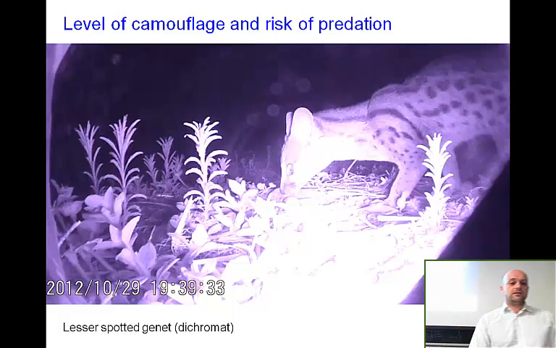So what we've done is we've got a number of clips here. This is the lesser spotted genet chomping on a nightjar nest. We've set up traps at each one of these different nests, both to record survival and to document these. So these are banded mongoose. This nest is already a goner.